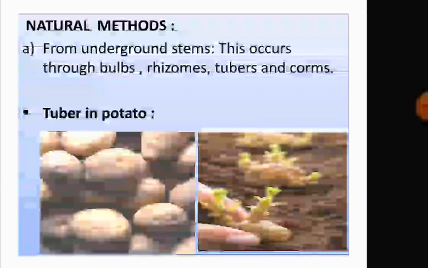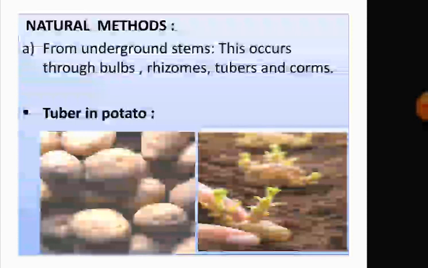In case of natural methods, in some plants, reproduction by vegetative propagation takes place naturally from different parts. And what are the different parts? Different parts include the stems, leaves and roots of the plant. First, reproduction from underground stems, and this type of reproduction occurs through bulb formation, rhizomes, tubers and corms. So tuber in potato. Potatoes reproduce by tuber formation.